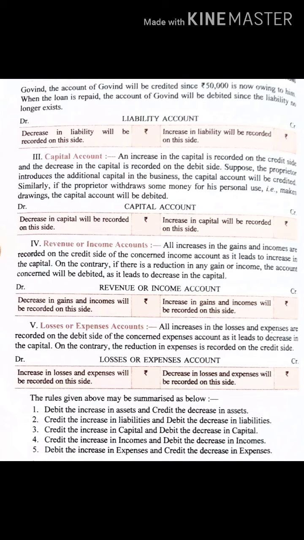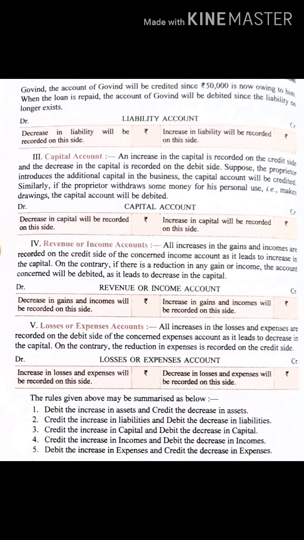Now next is the revenue or income account. That means now the business is receiving income or revenue. All increases in gains and incomes are recorded on the credit side of the concerned income account. Okay. So do mark it. Whenever there is income or revenue from any side, we will record it on the credit side.